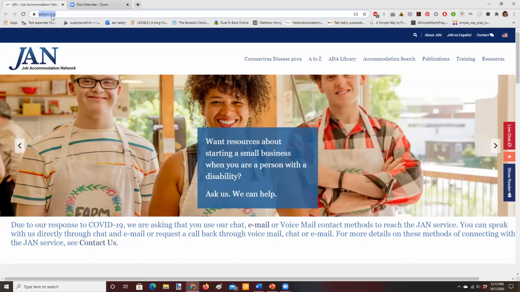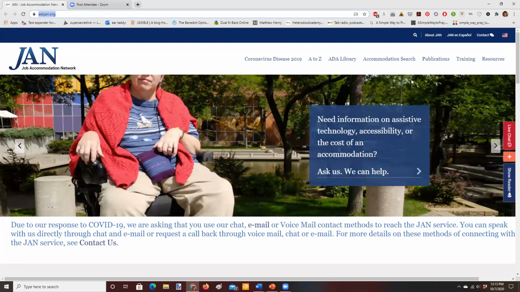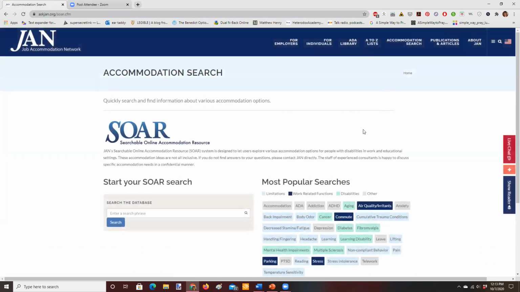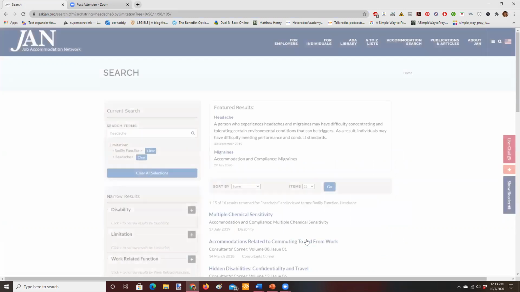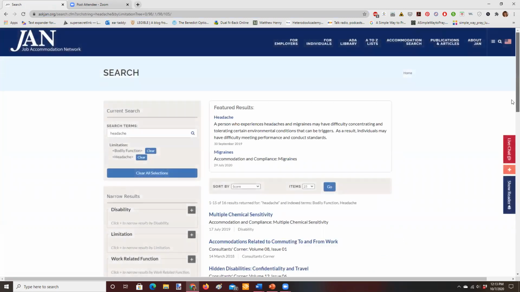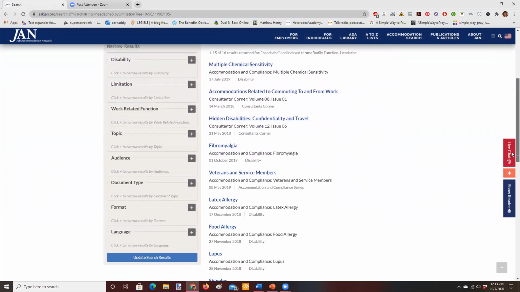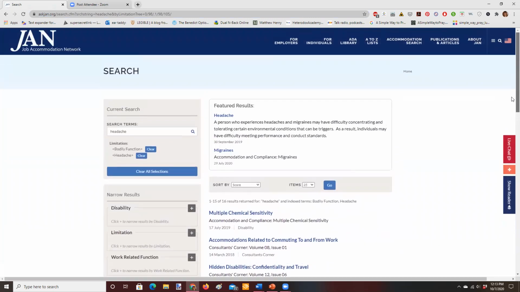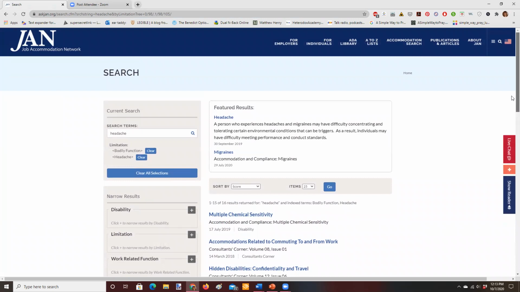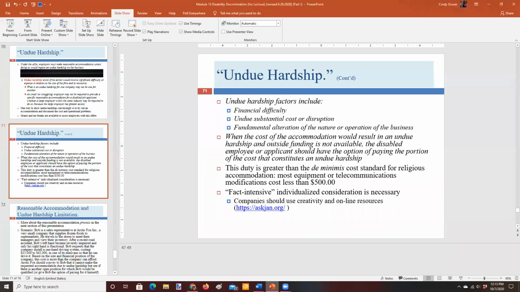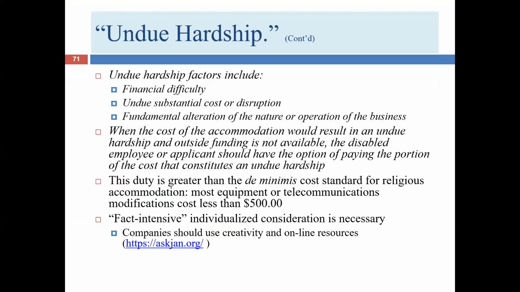This is that askjan.org website. And again, you just click on accommodation search, and let's say somebody has a headache issue. You can go in here and read about various conditions that might be affected by that and various accommodations that other people have used to work through those issues. And again, most of the time the expense is very small, and there are lots of really innovative ideas out there.